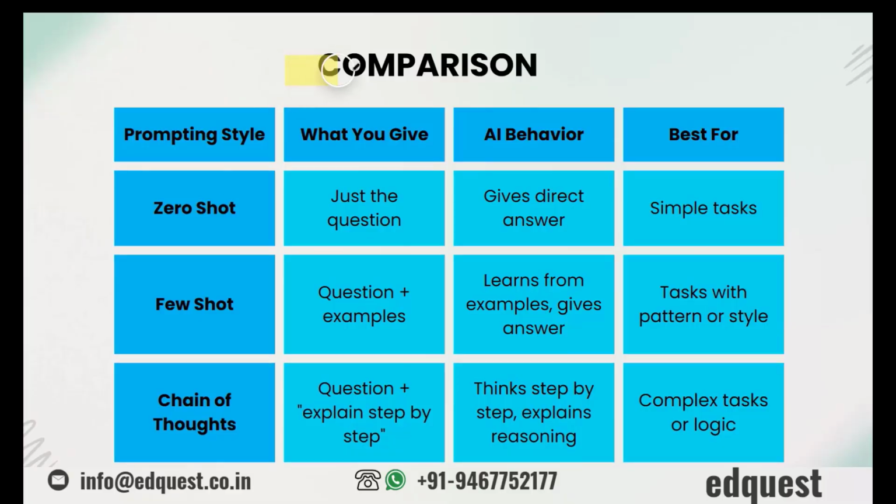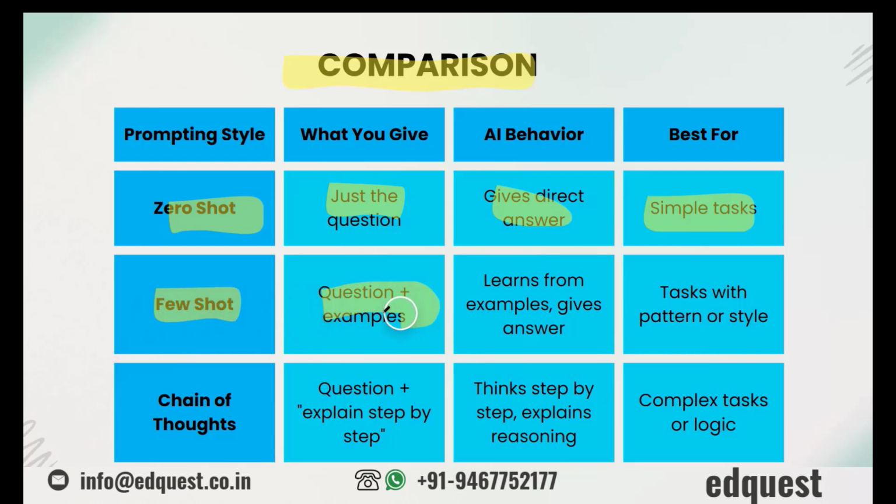Let's compare the three prompting styles that we discussed so far. Zero shot prompting. In this, you just give the question, the AI gives a direct answer. It's best for simple tasks. Few shot prompting. Here you give the question along with a few examples. The AI then learns from the examples and gives an answer. It's best for tasks with a specific pattern or style.